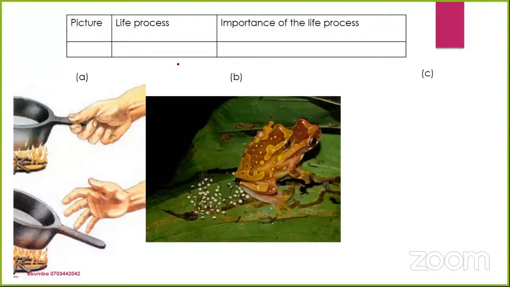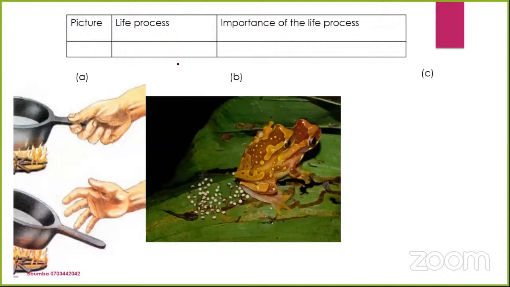Daphne Nachijova. Yes, Daphne. I think it's reproduction. Why are you saying reproduction? Because the frog is producing new individuals. Are you sure? I'm not seeing the new individuals. Okay. Let me choose the last person, Aziz.